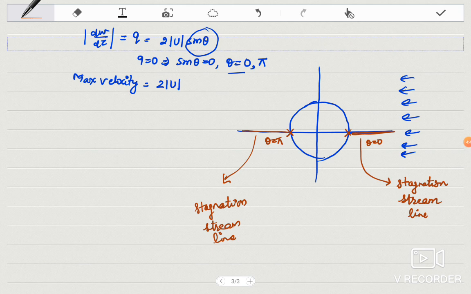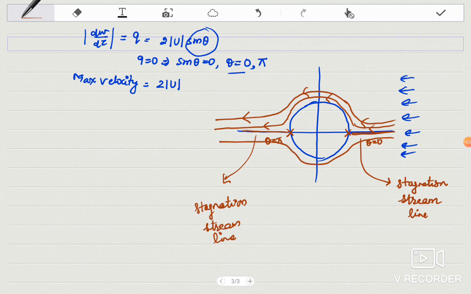Now your fluid is flowing in this way. So what will be the flow pattern? The fluid comes in this way. It will go around the circle because the cylinder is fixed. So this is the direction. It will move parallelly. So this is the flow pattern. Likewise in this direction it will go like this. So these are the flow lines.